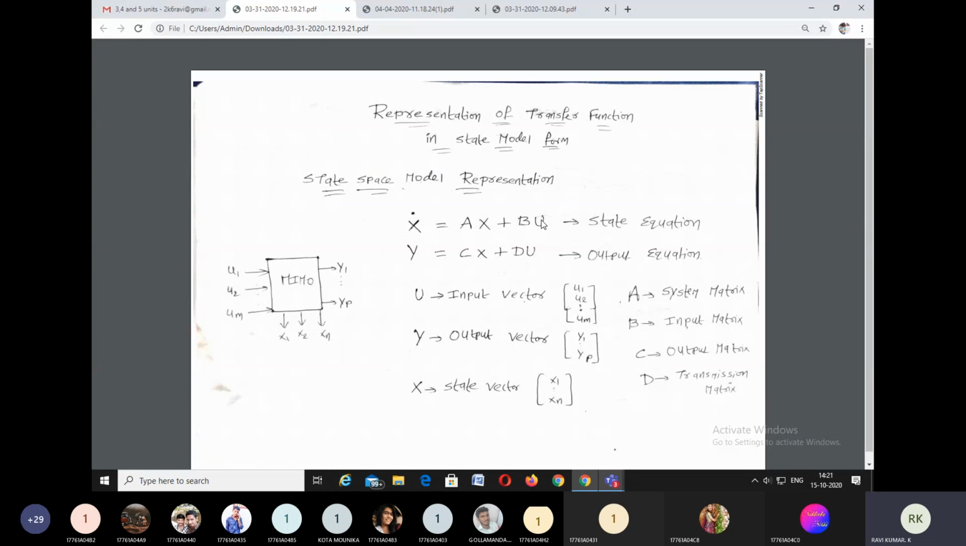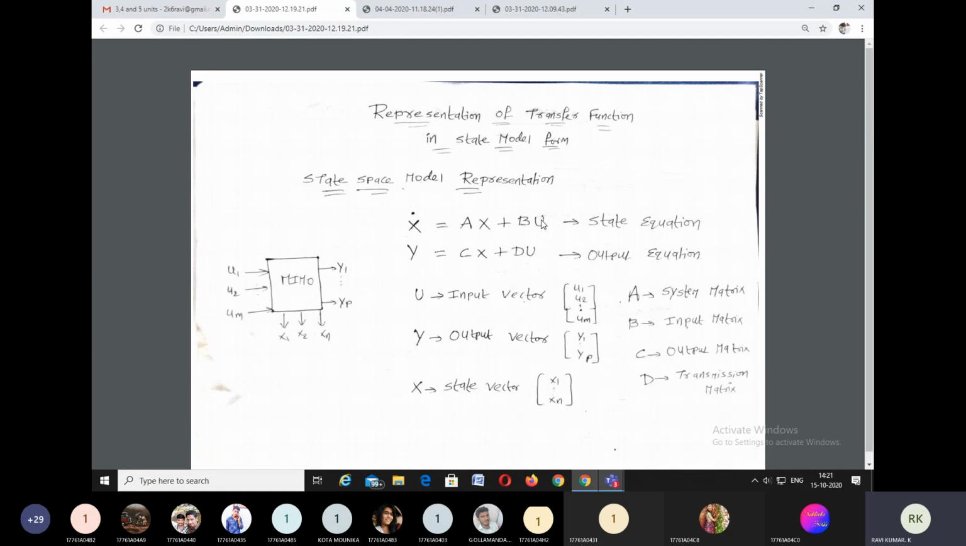That is, it is a function of the state as well as the input. Whereas the output y is a function of the state of the system x, and also the inputs you have applied. So based upon those things, the output depends. That is, x dot is equal to ax plus bu and y is equal to cx plus du. These are the two important equations to represent any system in the state space model representation.